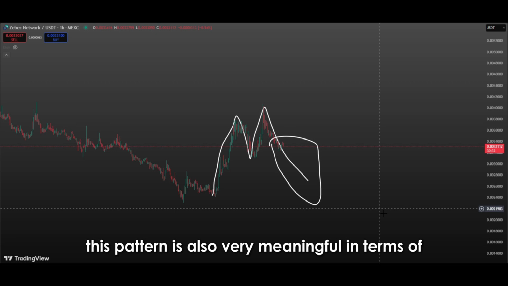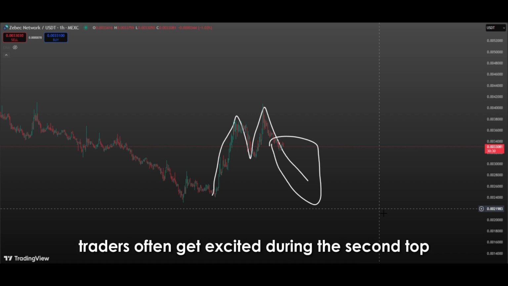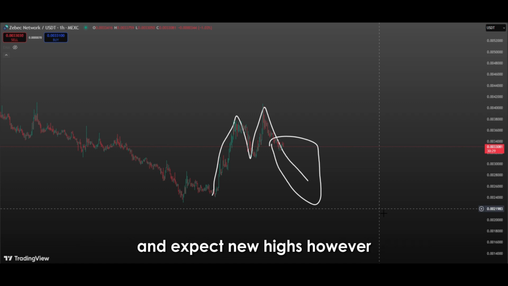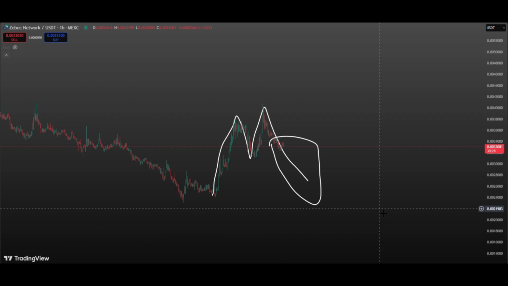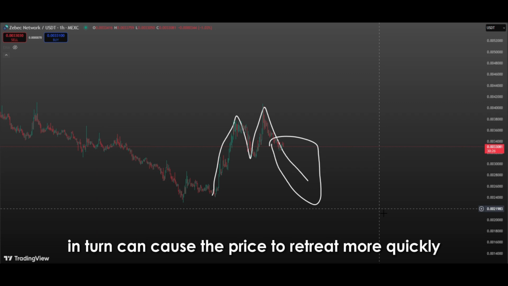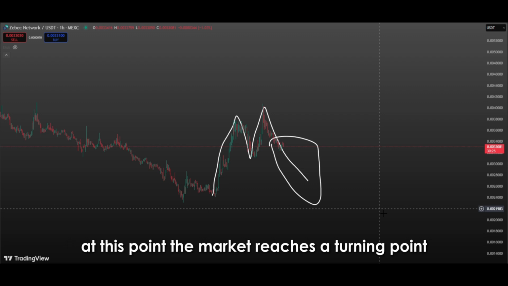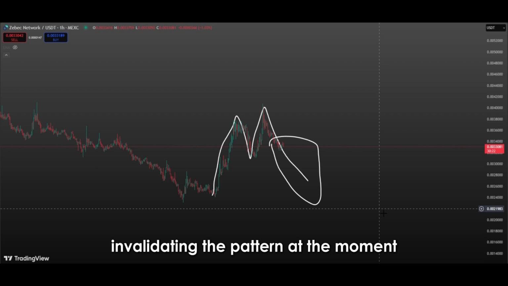This pattern is also very meaningful in terms of investor psychology. Having seen the first top, traders often get excited during the second top and expect new highs. However, when the price pauses here and starts to fall again, they reconsider their positions. This can lead to increased selling, which in turn can cause the price to retreat more quickly. At this point, the market reaches a turning point. Either this support zone is broken, confirming the decline, or the price rebounds from it, invalidating the pattern.